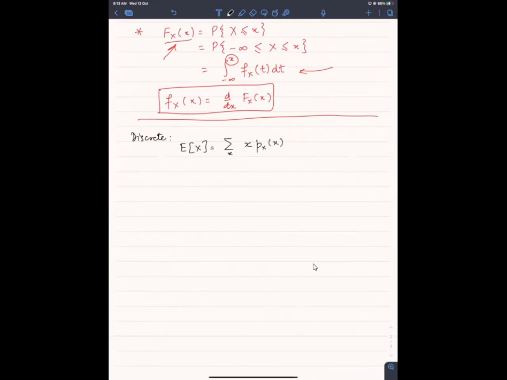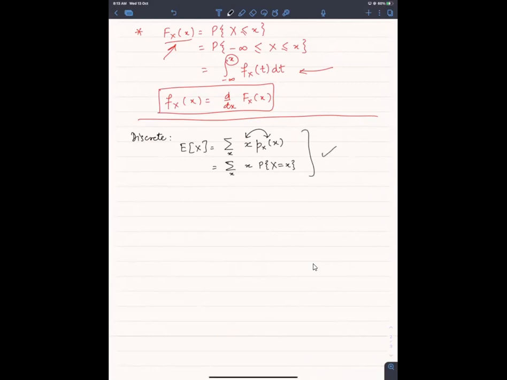The PMF multiplied by the corresponding value. इन दोनों को multiply करें and sum over all the values of x. Sum over all the values of x, which is also the probability x takes the value x. So ये discrete के case में था.